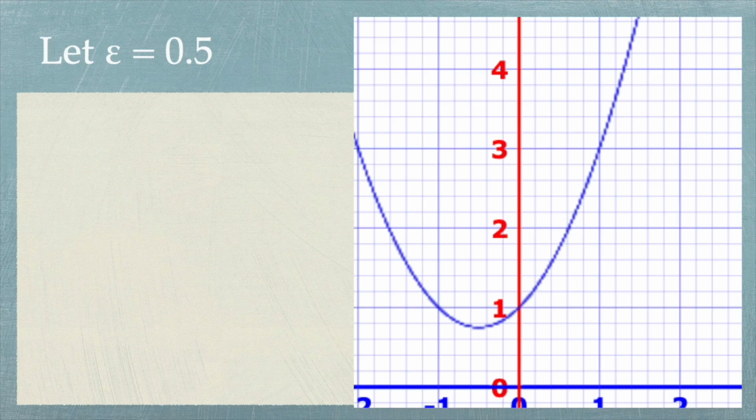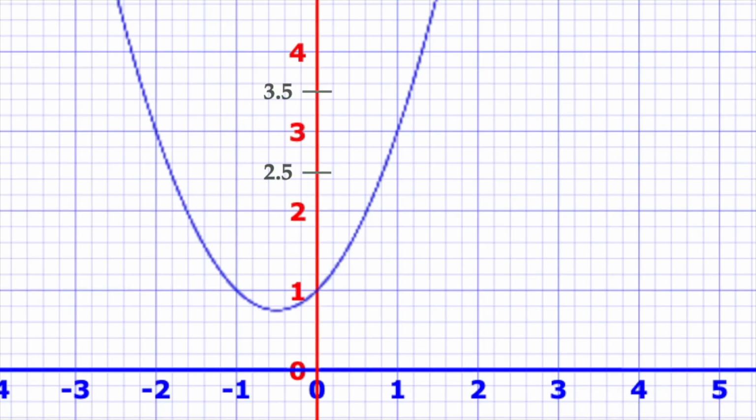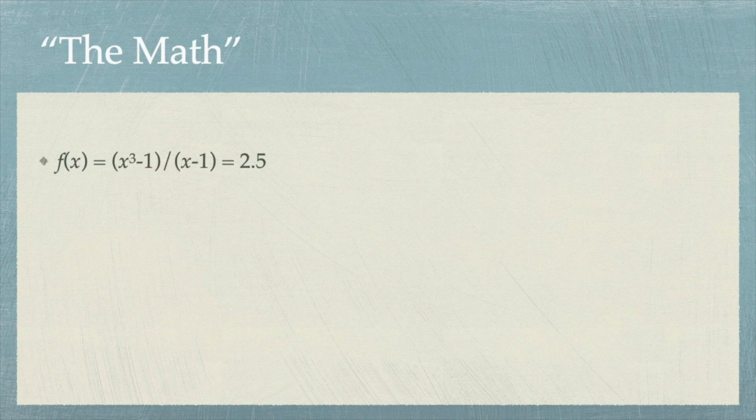So let's try some values for epsilon. Let's try 0.5. Then our boundaries are plus and minus 0.5, giving us function values between 2.5 and 3.5. Now let's figure out the x values that go along with this. So let's set the function equal to 2.5 and to 3.5 and solve.